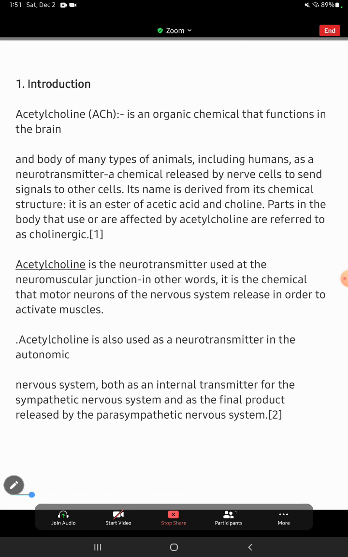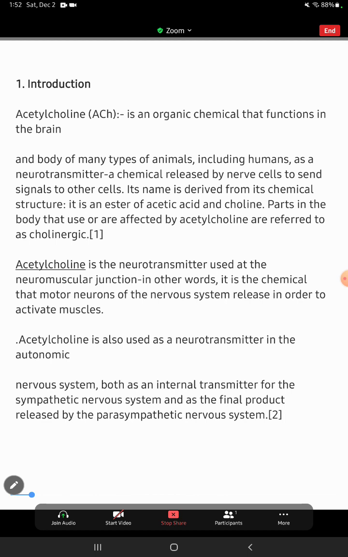Acetylcholine is a neurotransmitter used at the neuromuscular junction. In other words, it is a chemical that motor neurons of the nervous system release in order to activate the muscles. Here is a term, the neuromuscular junction, NMJ. It is a synaptic connection between the terminal end of a motor nerve and the muscles. It is a site for the transmission of action potential from nerve to the muscles.